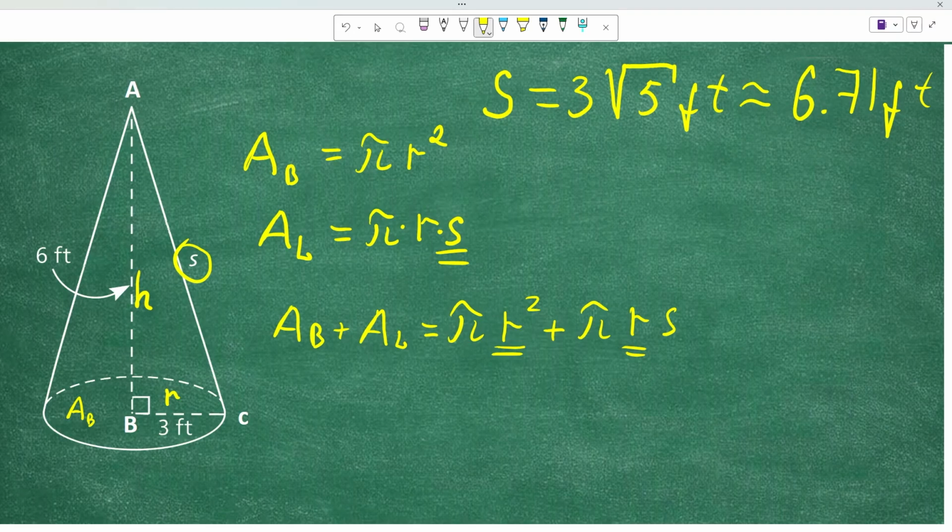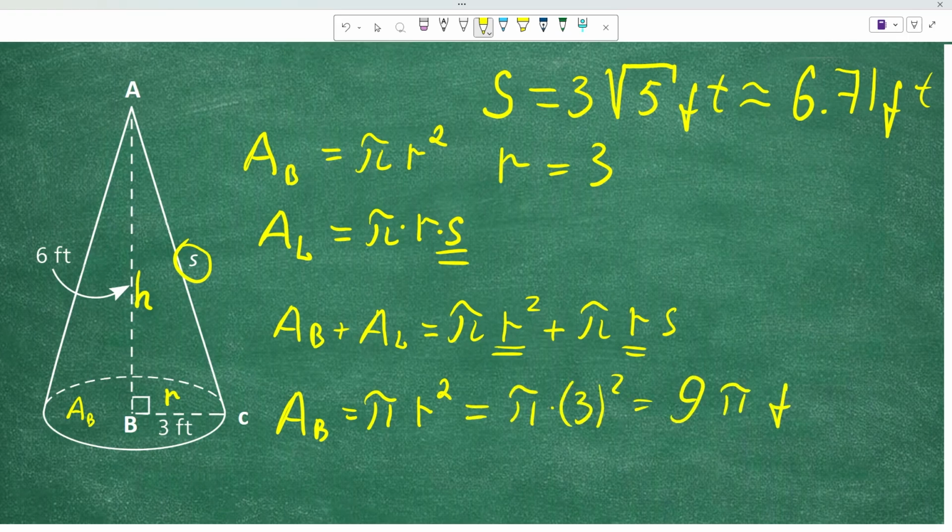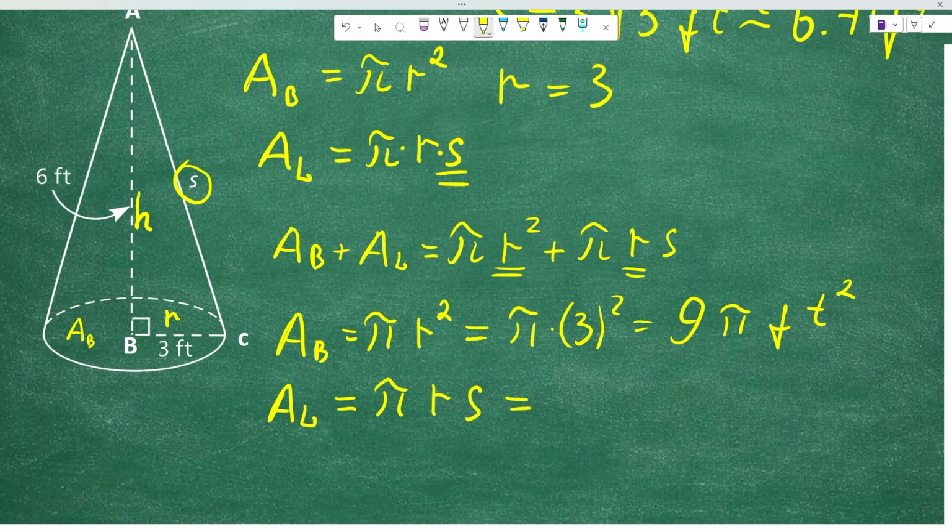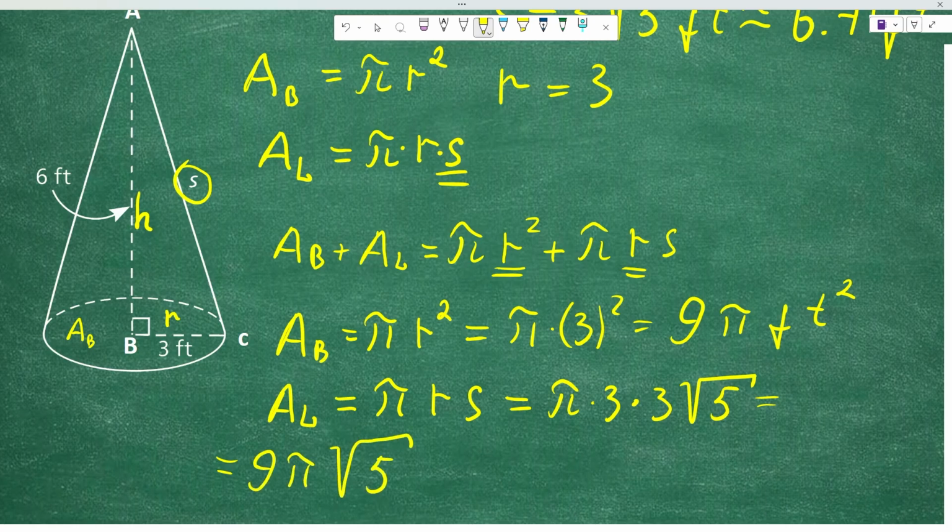Okay, great. Now we have everything we need. r is 3 and s is 3 square root of 5. Let's do the actual surface area steps now. Follow along on your paper. Step 1. Find the area of the base. Formula: pi r squared, and in our case is pi times 3 squared, equals 9 pi square feet. Step 2. Find the lateral area, the curved wrapper. Formula: pi r s is pi times 3 times 3 square root of 5. Multiplying the non-root numbers gives us 9 pi square root of 5 square feet.